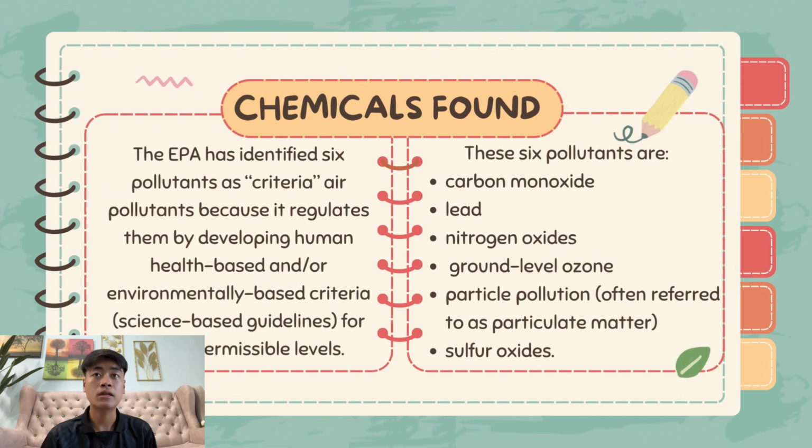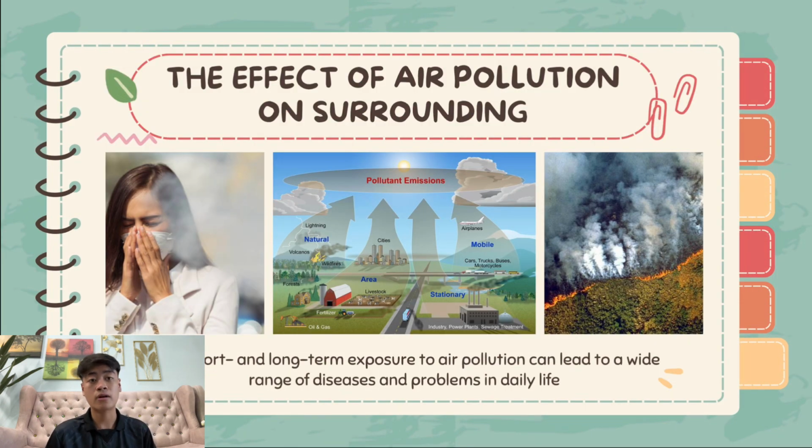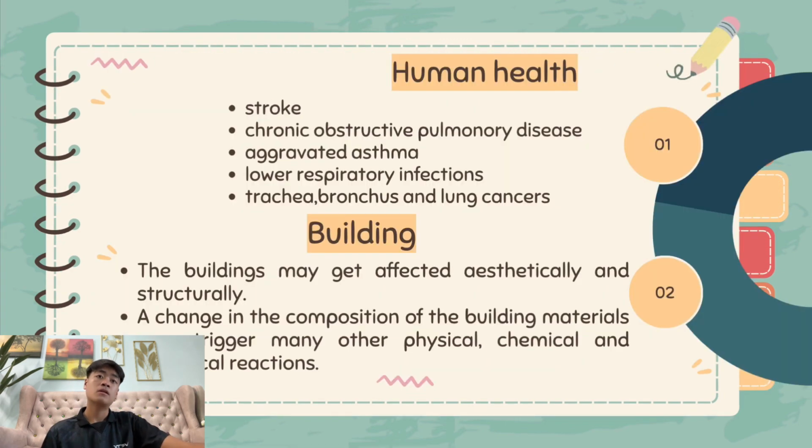So, we go to the effect of air pollution on surrounding. Actually, both short and long-term exposure to air pollution can lead to a wide range of diseases and problems in daily life. Firstly is human health. Air pollution can cause stroke, chronic obstructive pulmonary disease, aggravated asthma, lower respiratory infections, and also cancer, such as cancer of the trachea, bronchus, and lungs.